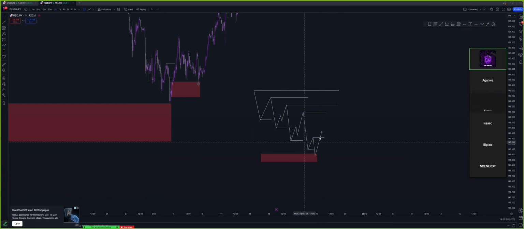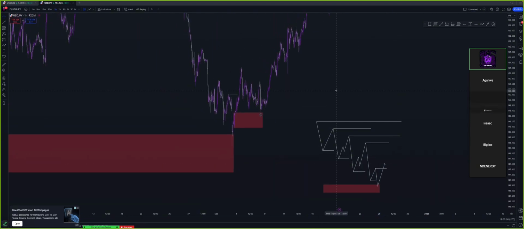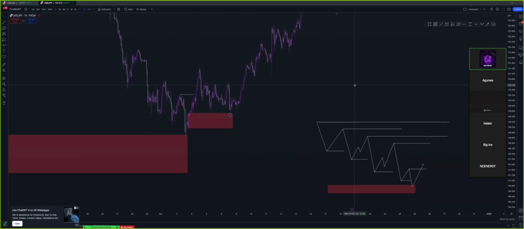Once the market breaks above this high, once the market mitigates this zone, we will drop down to the 15-minute to see a shift above the most recent high. And this is exactly what we have here.